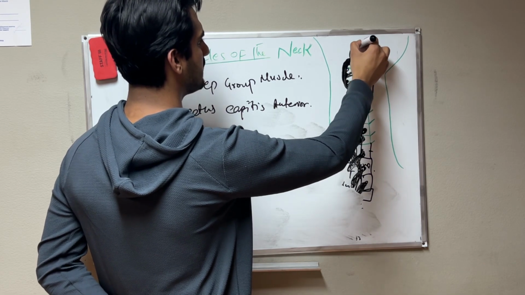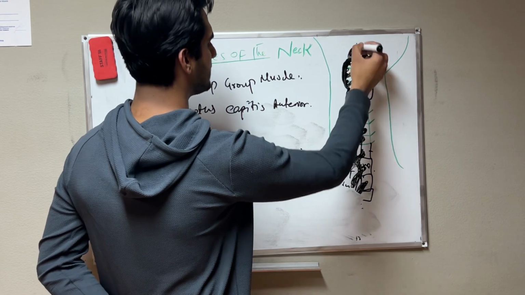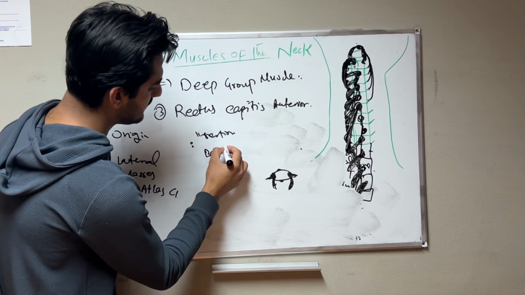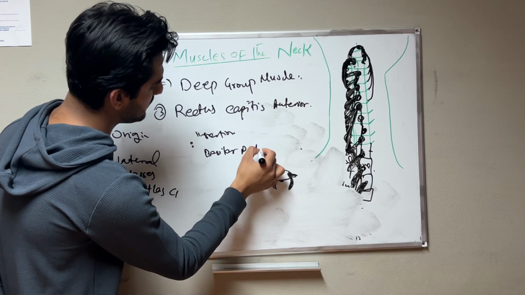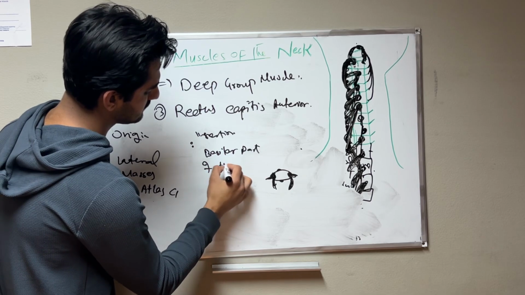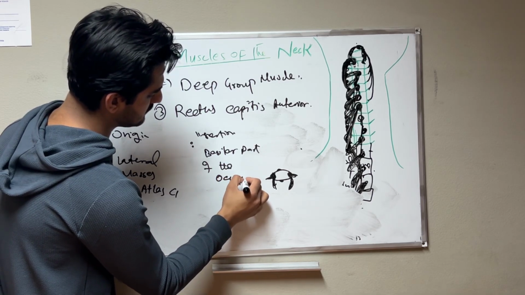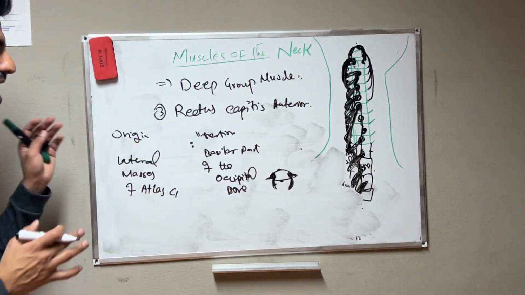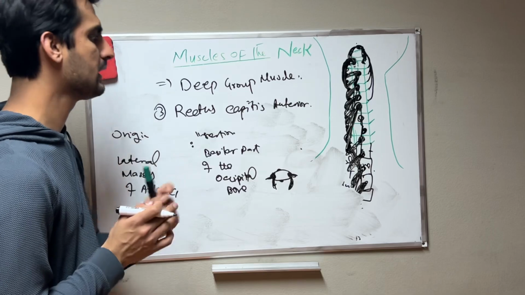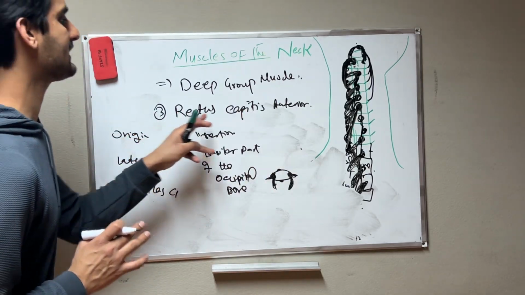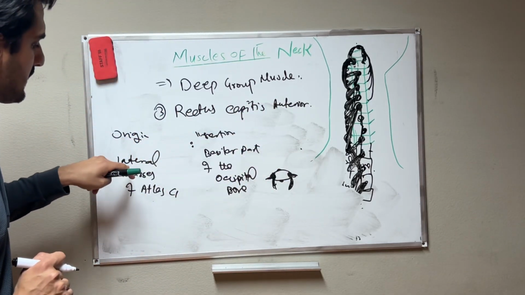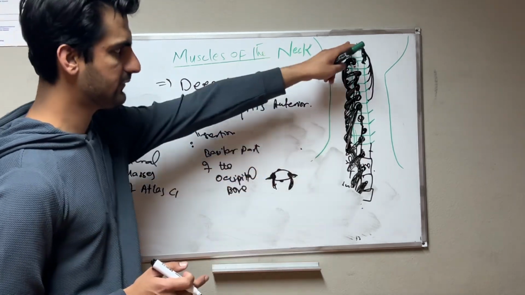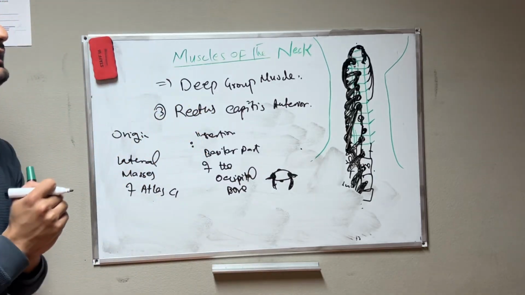and if you talk about the insertion, it means the basilar part of the occipital bone. The function of this muscle also helps in the flexion of the neck. These are the very simple rectus capitis anterior muscle, origination from lateral masses of the atlas C1 and inserted into the basilar part of the occipital bone. If you remember the bone, you will know about the part.